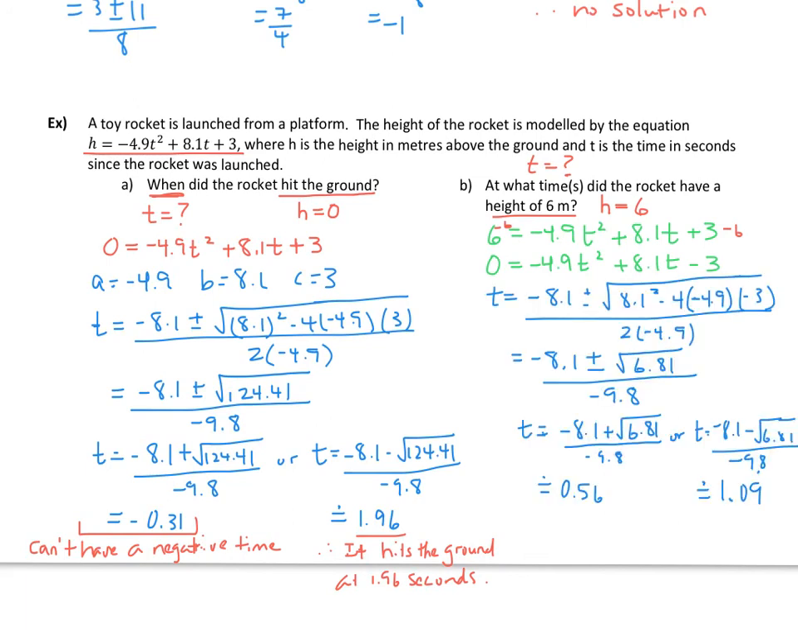And for this one, I get 2 answers as well, but both are positive this time, and that is because it's going to be a height of 6 meters at 0.56 seconds on the way up, and then it's going to be at 6 meters again at 1.09 seconds on the way back down. So hopefully that makes sense, and good luck with your work.